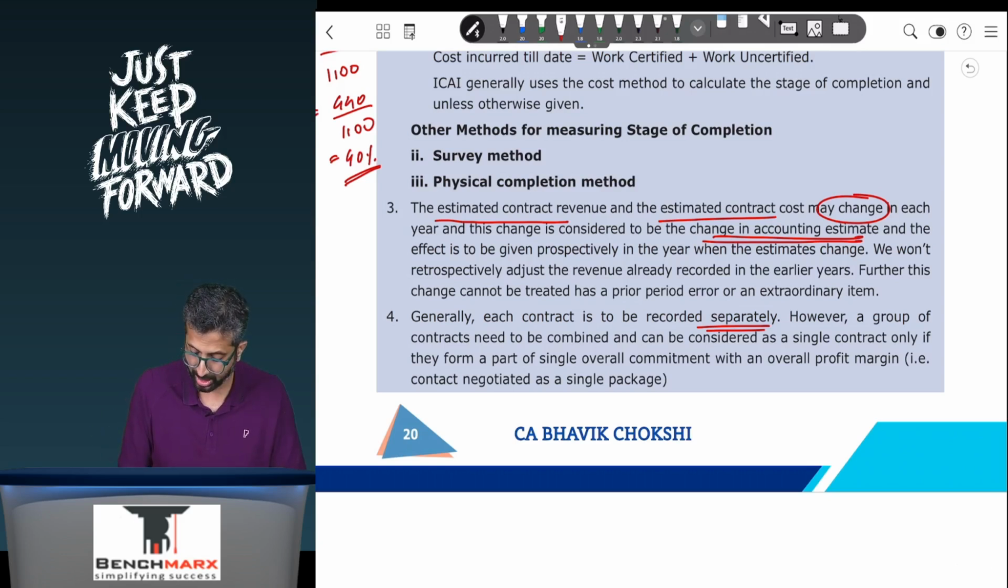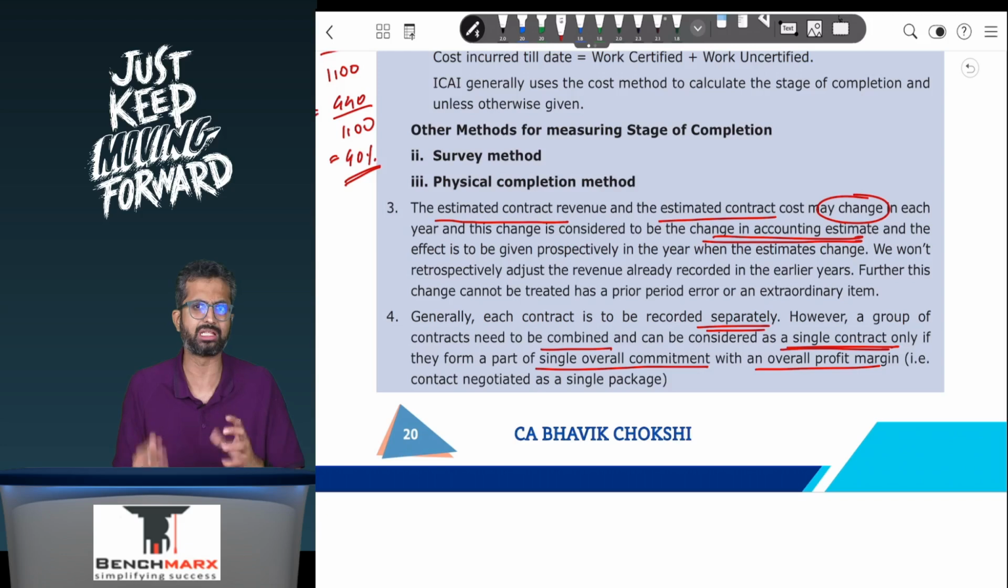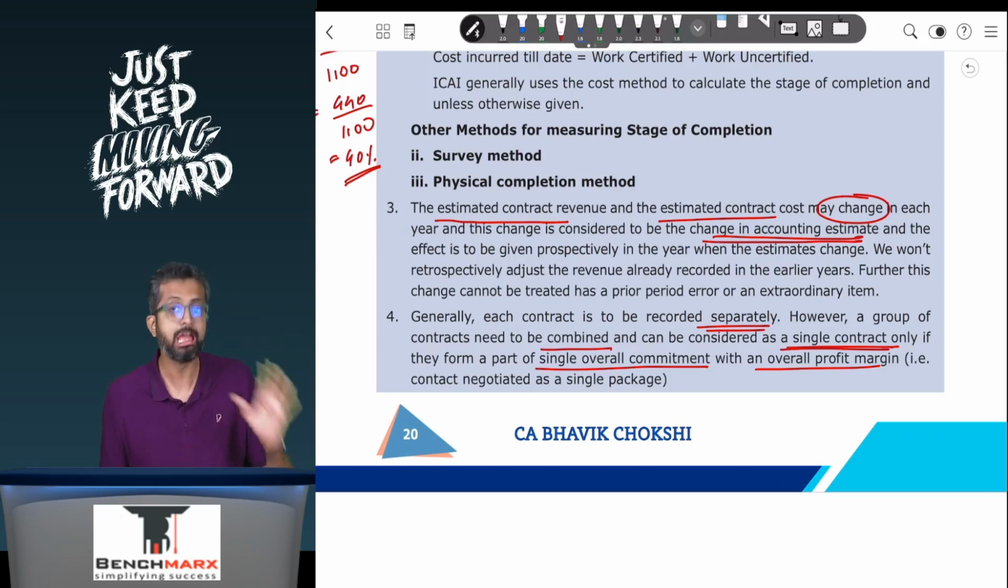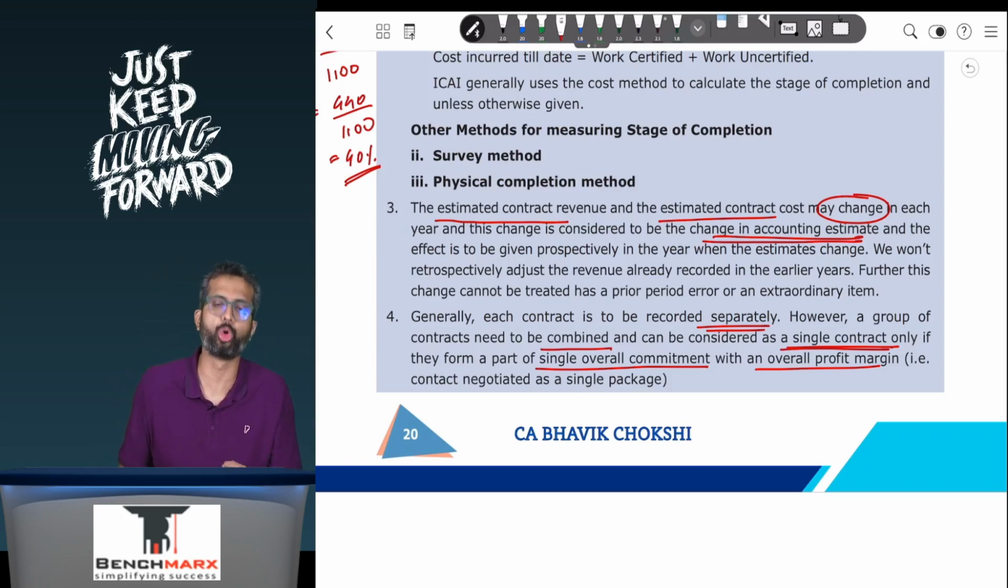However, if a group of contracts need to be combined, they can be considered a single contract only if they form a part of a single overall commitment or an overall profit margin. That is, they are negotiated as a single package. Only then will they be treated as a part of a single overall contract.